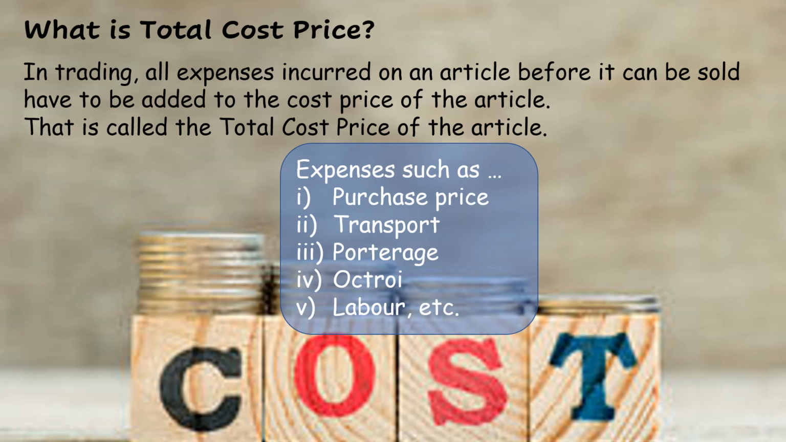Now, what are the expenses that come? First one is the purchase price of that particular product. Second, the transportation charges, to take it from one place to another. Porterage: you've seen normally in railway stations there are porters standing to carry your luggage and take it to the auto stand. This also takes place with goods and products. Next, octroi and labor charges and much more. So when we add up all these expenses with the main purchase price, we get the total amount called the total cost price.